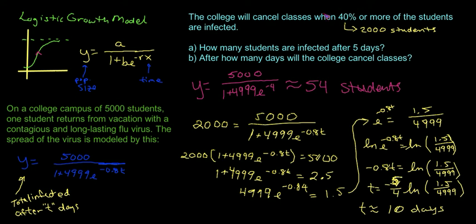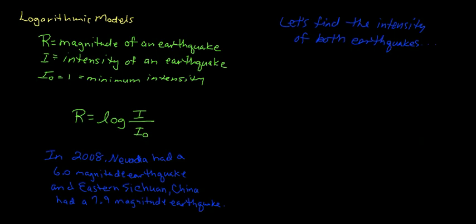All right, let's take a look at one last model in this chapter. And this is one that we see quite a bit, dealing with intensity and magnitude of earthquakes. And the magnitude, that's what we're used to seeing on the news reports and everything. That's our Richter scale. So on this one, our R value that we see up top is our magnitude, or the value you get on the Richter scale. The I would be the actual intensity of that earthquake, based on 1 being a minimum intensity.